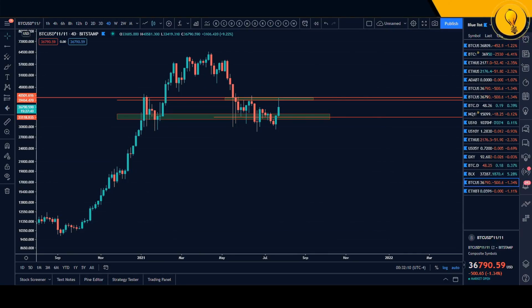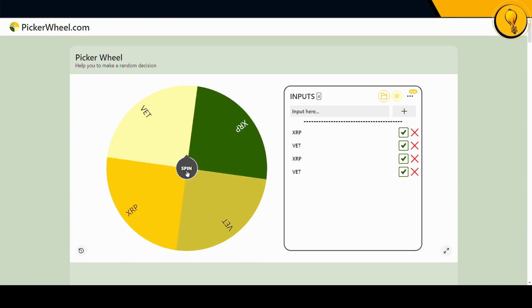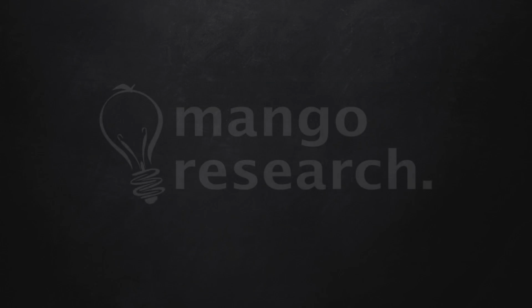And there was a draw between XRP and Vechain. So we are going to spin the wheel. Spin it, spin it, spin it.